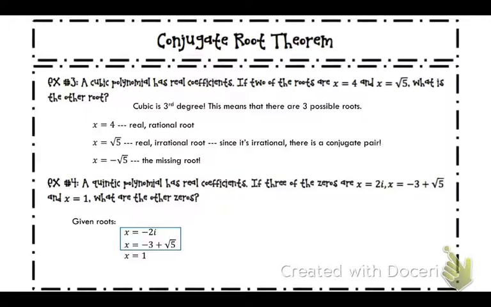We have x equals -2i. There's a conjugate pair to that. It's positive 2i. And then we also have x equals -3 plus the square root of 5. Also a conjugate pair. That's x equals -3 minus the square root of 5. Those are our 5 zeros, or 5 roots. We have 1 real root, which was 1. 2 real irrational roots, -3 plus the square root of 5 and -3 minus the square root of 5. Then we have 2 complex or imaginary roots.